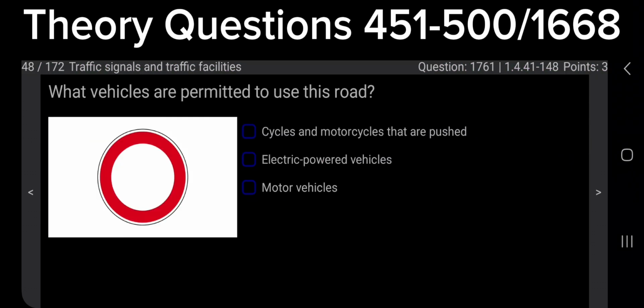What vehicles are permitted to use this road? Cycles and motorcycles that are pushed. Electric-powered vehicles. Motor vehicles.